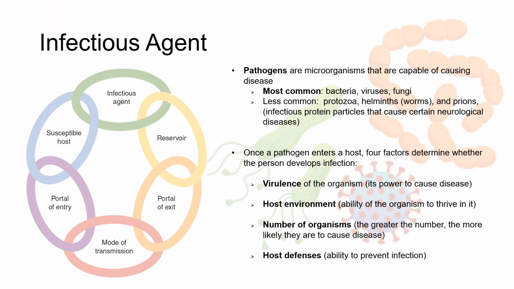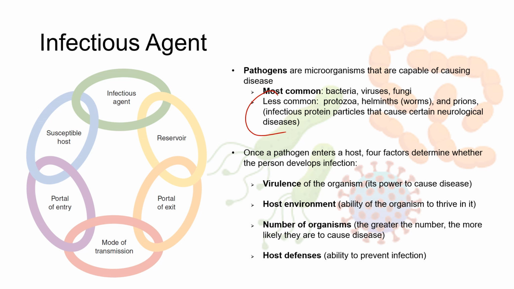So continuing on with this infectious agent. We have been using the word pathogens. Pathogens are microorganisms that are capable of causing disease. Again, most commonly bacteria, viruses, fungus, and then we have some less common ones here. Once a pathogen enters our body, or enters the host, it doesn't automatically become an infection. There are a few factors that will determine whether that little microorganism starts to multiply and starts a problem. The first is virulence. This is its potential to cause disease.